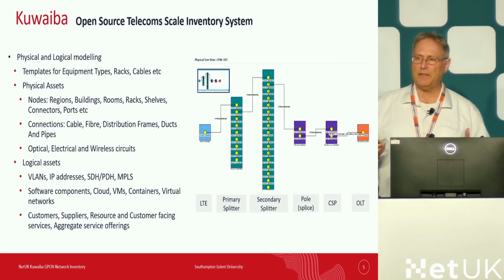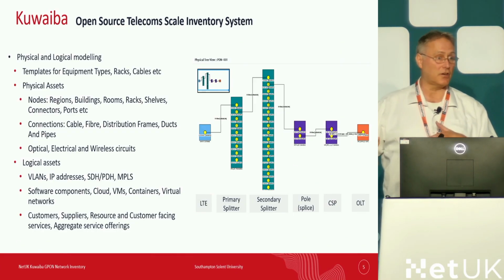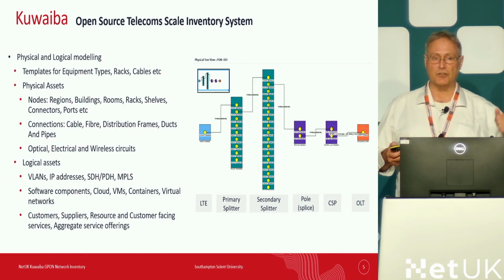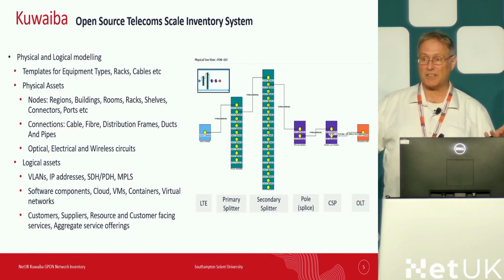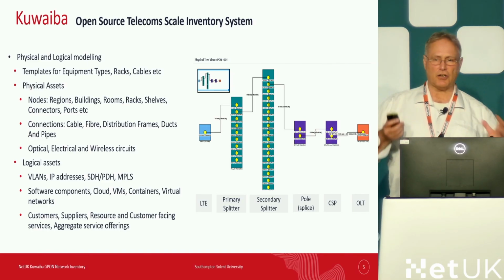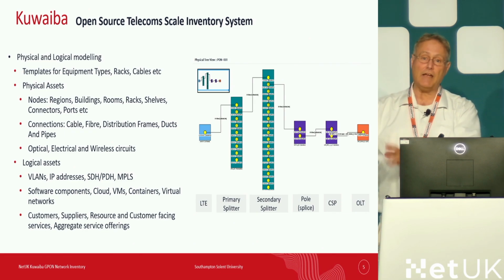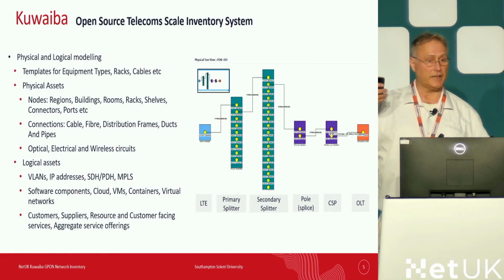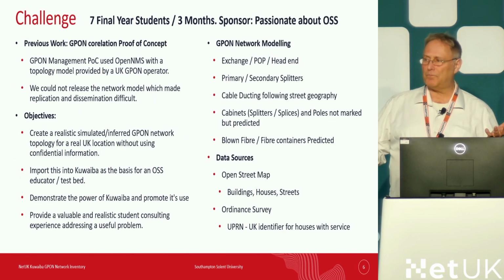Now, we've been doing some work separately to this with one of the large UK GPON service providers to use OpenNMS to do correlation of alarms across the GPON network. And we did some fantastic work, but we couldn't tell anybody about it because the network itself was proprietary. So what we thought we would do is, could we construct in Kuwaiba a representative telecoms network and use that to drive experiments using MCP and AI and other things to actually correlate alarms across the network using a real inventory.